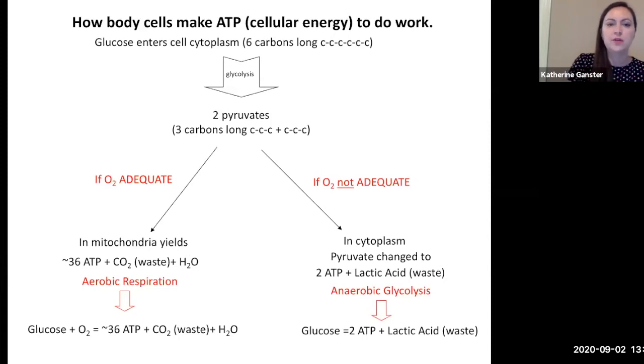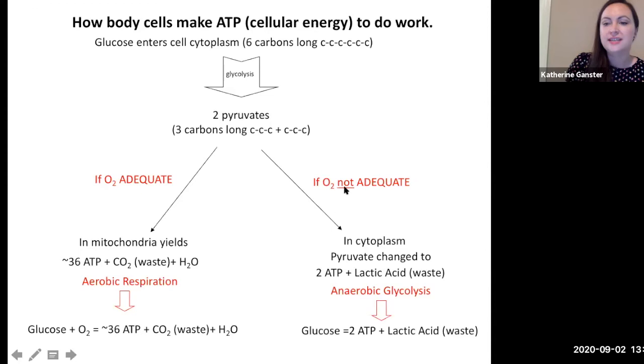We start with glucose, which is a 6-carbon molecule. We undergo glycolysis in the cytoplasm. We result in 2 pyruvic acids, each of which are 3 carbons long. Now, if you have oxygen, then the pyruvic acid is going to go into the mitochondria, and you can make 36 ATP, some water, some heat, CO2 is waste. So when you started with 1 glucose, if you had oxygen available, you made 36 ATP.